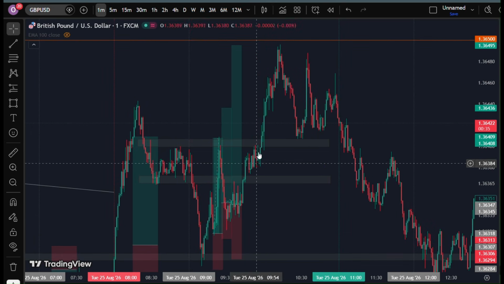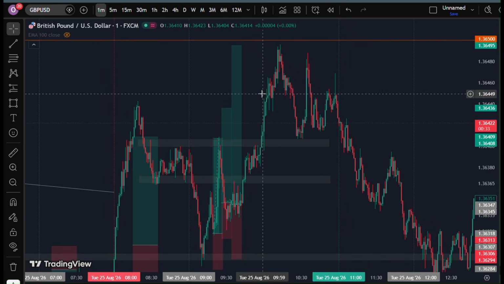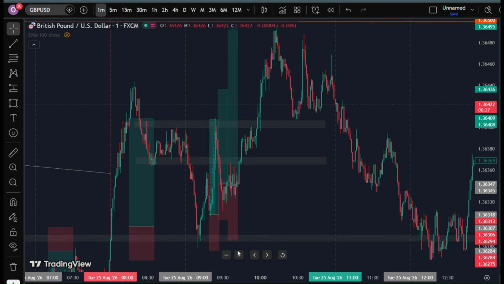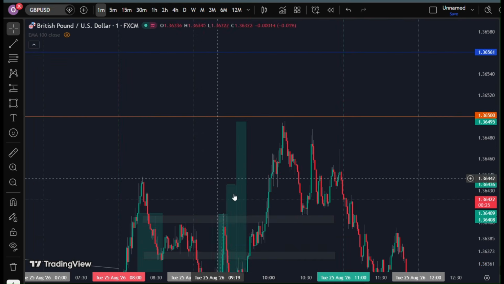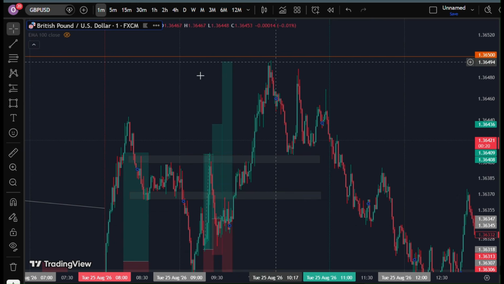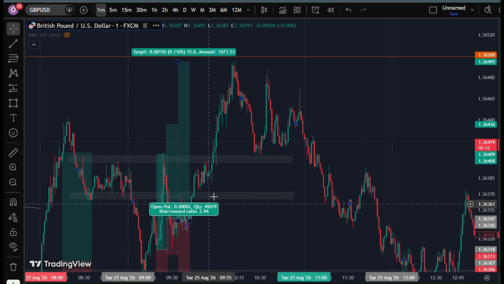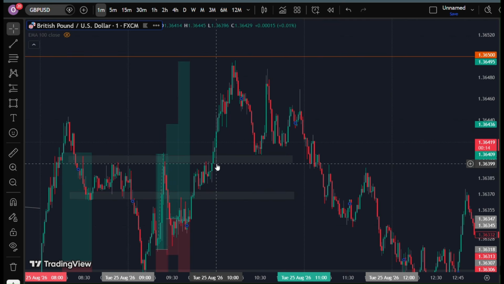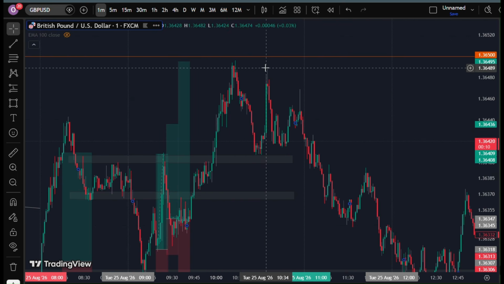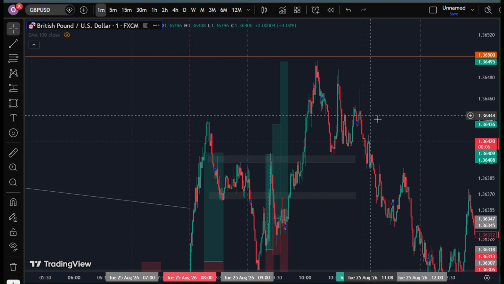So when I saw this structure break over here, I wanted to take another entry going all the way to this level, but I refused to risk it because I already have this entry going there. But if I did not have this entry going there, I would have taken another entry here going to this level, because this was a valid break of structure. They broke it with body correction retest, but it was very fast. They even came back to it, tried to hit it again, but they couldn't. So what happened?